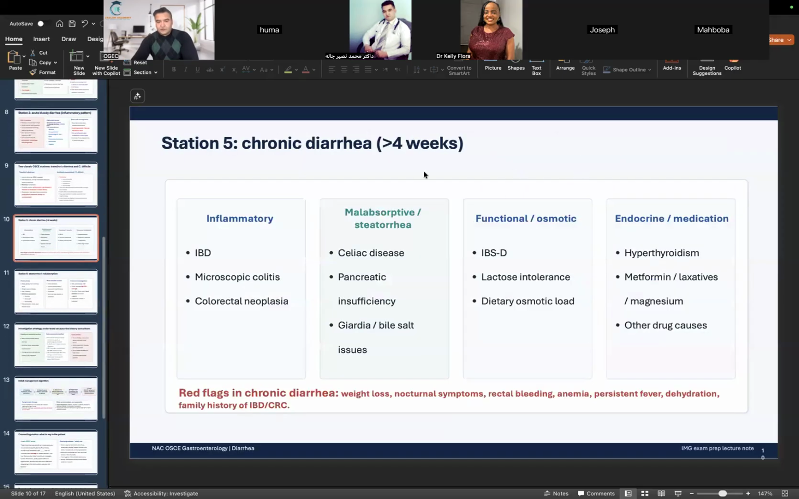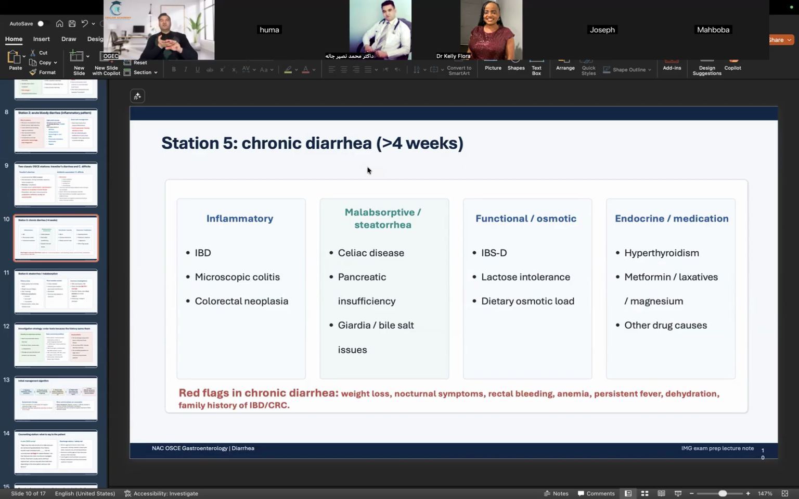Now, let's say you have another station where your patient has diarrhea, but the patient has had it for, let's say, 35 days. So more than 4 weeks. So you think, I'm not dealing with acute diarrhea. I'm dealing with chronic diarrhea. So now I have to focus on inflammation, malabsorption, functional, endocrine, and medication. I have to cover them in my history.